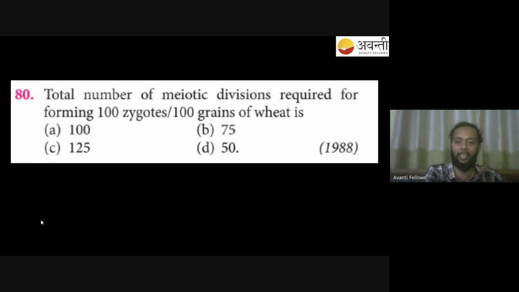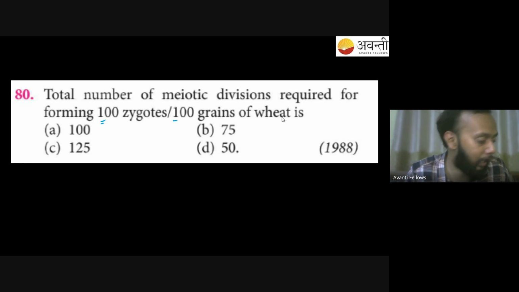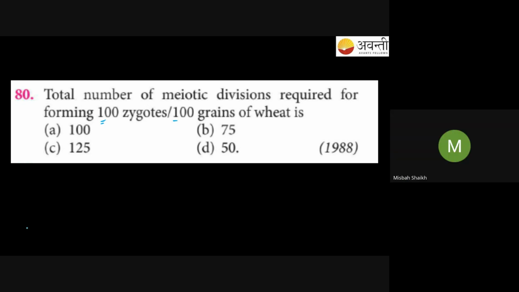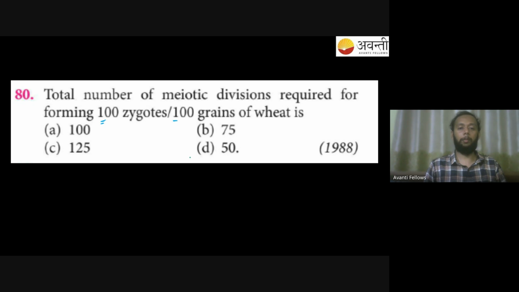Now this is a very good question you have to think and solve. Total number of meiotic divisions required for forming 100 zygotes, or 100 grains, whatever, it is the same thing, of wheat. Now you think and tell me how many meiotic divisions I need to have. You have to do this calmly. You do this question and tell me. Misbah did it very quickly. Tell me, Misbah, what will be the answer? Option D. Option D, Misbah. Misbah, please cross check again. Is your answer completely true or not?